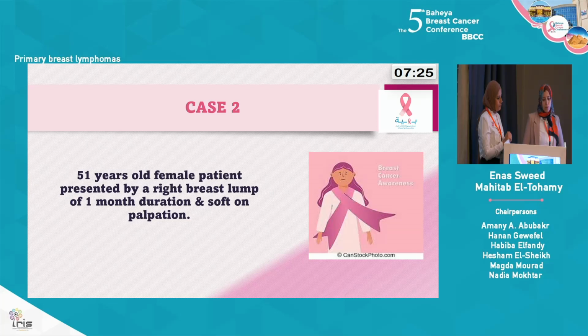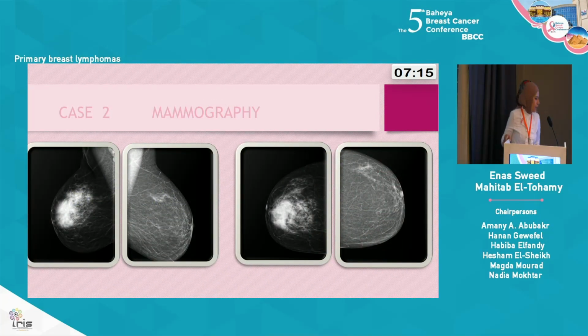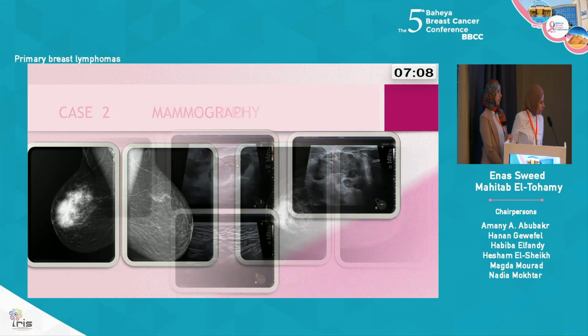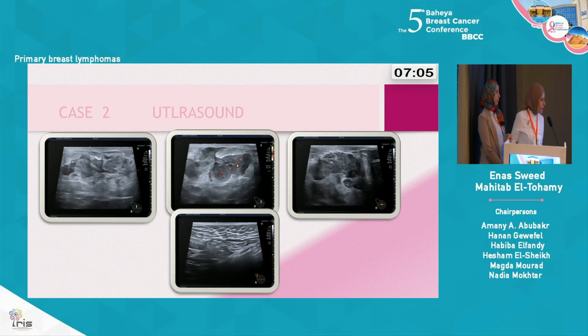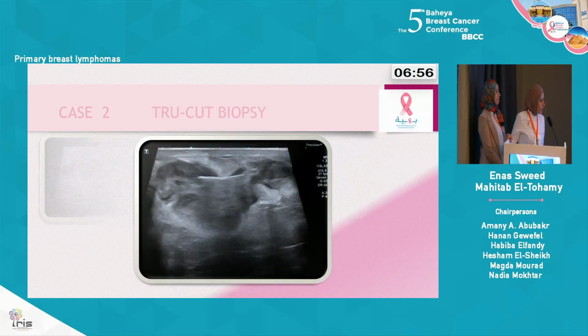The second case was a 51-year-old female patient presented by a right breast mass of 1 month duration, which was soft on palpation. Diagnostic CC and MLO of both breasts show right upper outer quadrant and central global asymmetry, no associated calcifications. On ultrasound, it shows a right 11 o'clock infiltrative, irregular-shaped, spiculated-margin, heterogeneous hypoechoic, hypervascular mass, no associated axillary pathological lymph node. BI-RADS 5 was given and true-cut biopsy was taken.